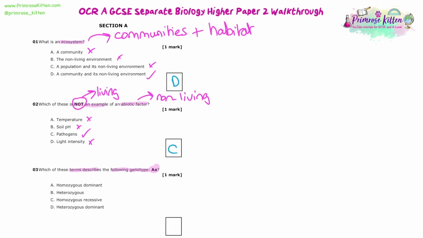Question 3, which of these terms describes the following genotype? Capital A, little a. Okay, so we've got homozygous dominant, that would be 2 capital A's. Heterozygous is capital A, little a, so we know what the right answer is. Let's check the others. Homozygous recessive would be 2 little a's, and then heterozygous dominant isn't a thing. You can't be heterozygous dominant. So it must be B.